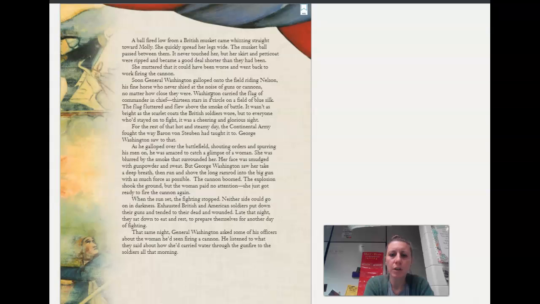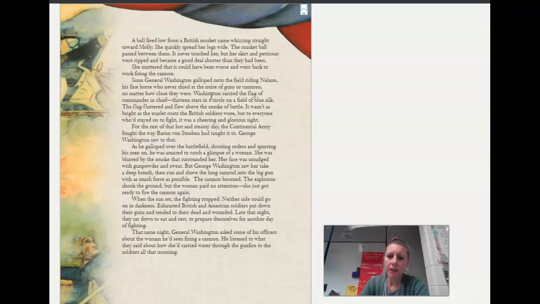But George Washington saw her take a deep breath, then run and shove the long ramrod into the big gun with as much force as possible. The cannon boomed. The explosion shook the ground, but the woman paid no attention. She just got ready to fire the cannon again.